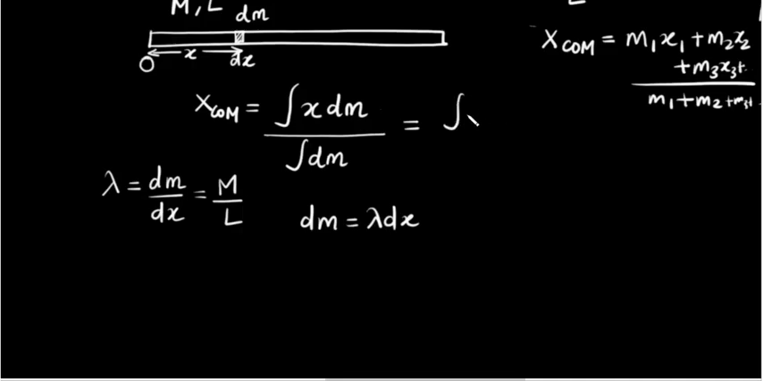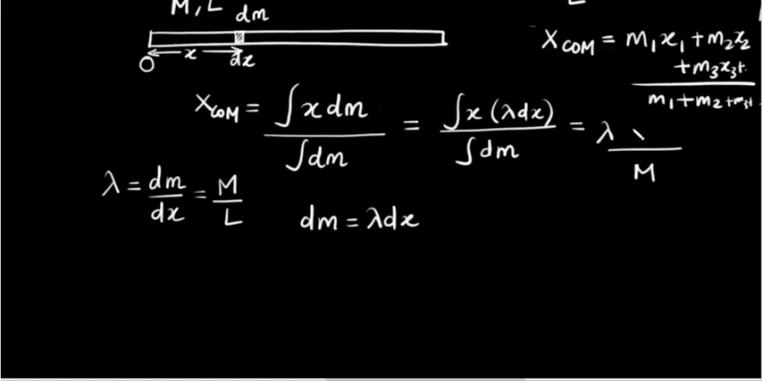So we will get integral of x lambda dx divided by integral of dm. So since the mass of the rod is capital M, we have in the denominator capital M. So let me write it over here, capital M in the denominator. Lambda is a constant, so lambda I will take it out and this is x dx. So what are the limits for this integration? So it will be from 0 to L, because L is the total length of the rod.